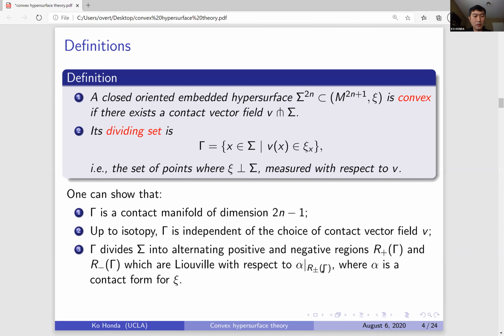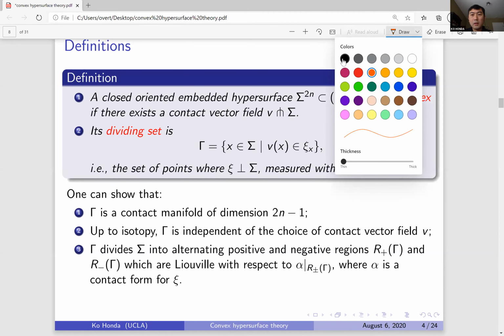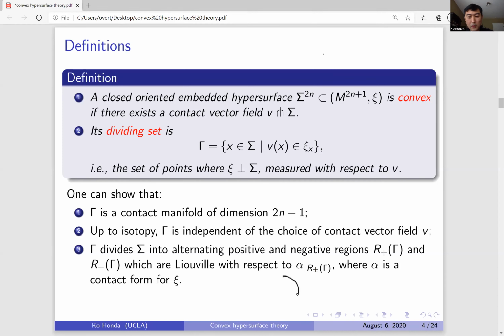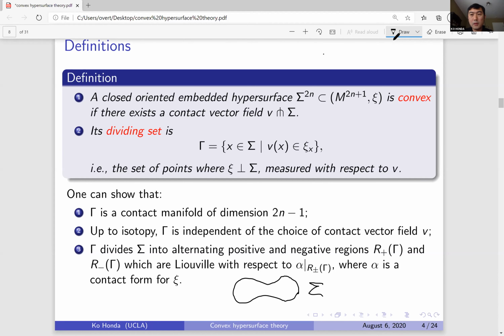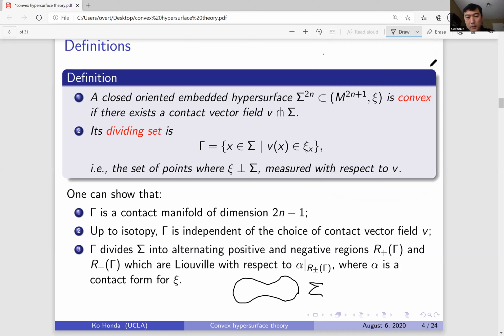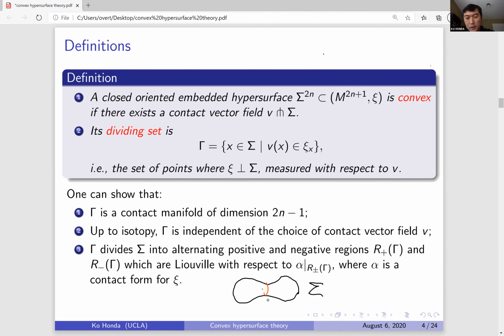Do I want to draw? Or maybe I should first draw some picture. So schematically, you should think of something like the following. You have a region like this. This is Sigma. And then the dividing set is like this. Basically, mentally, this is what I always keep in mind.